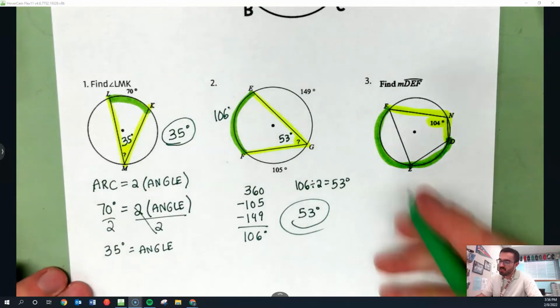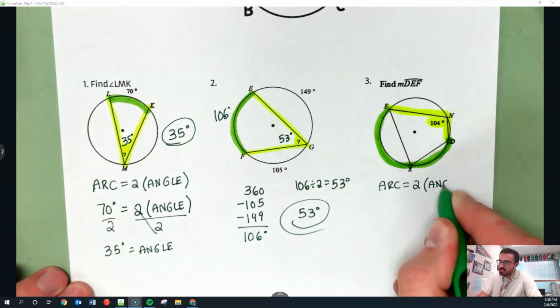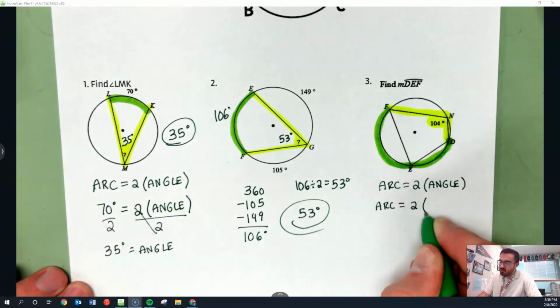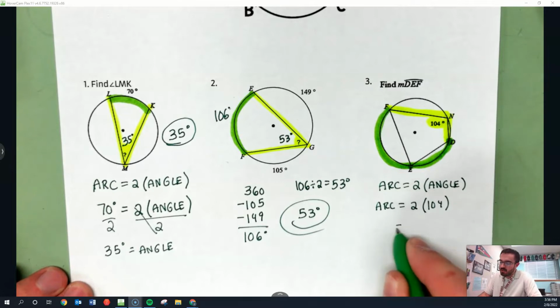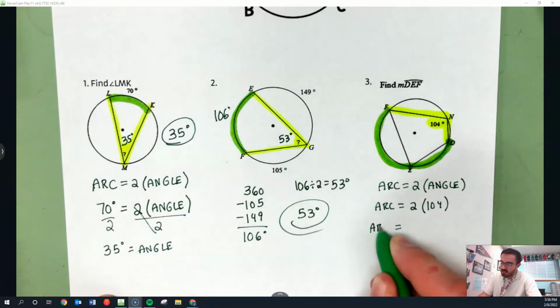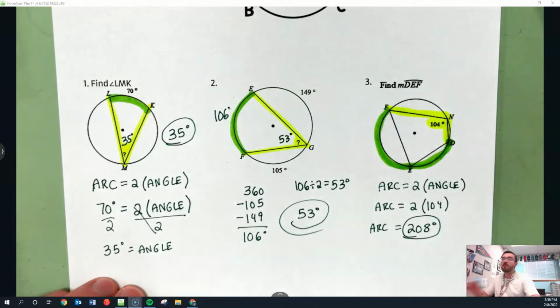So if we do our equation again, arc equals 2 times angle, this time we're looking for the arc. It has given us the angle, which is 104. Arc equals 2 times 104, which is 208 degrees. That's our answer.